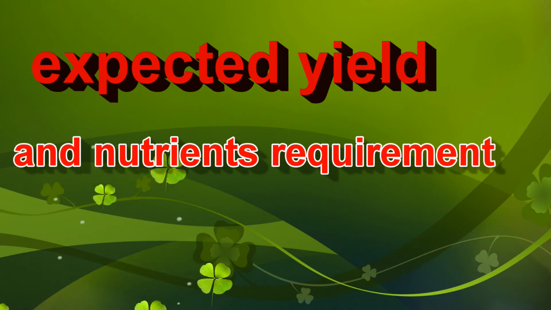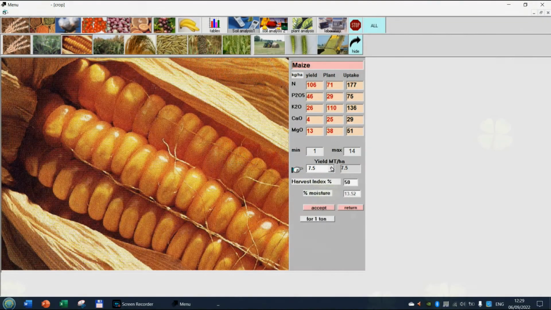Based on the expected yield, we shall calculate the need of nutrient NPK, crop nutrient requirement. For instance, if we have a yield of 8.15 ton per hectare, this will be what we shall need for the yield, for the plant, exported by the plant, and the total uptake of the plant. We have also the value for 1 ton. We accept it, for instance.